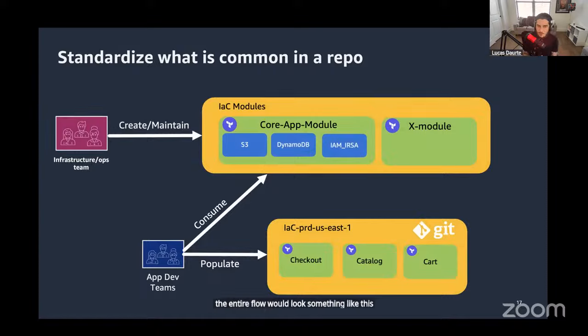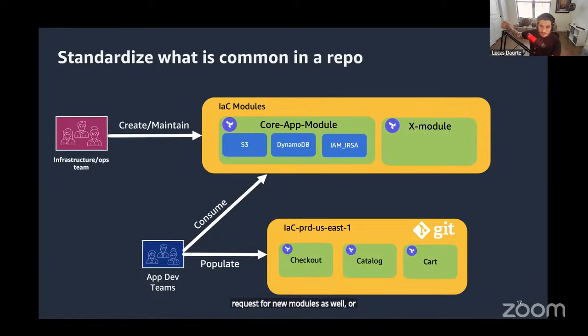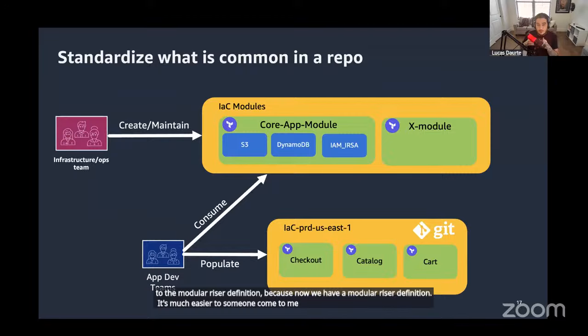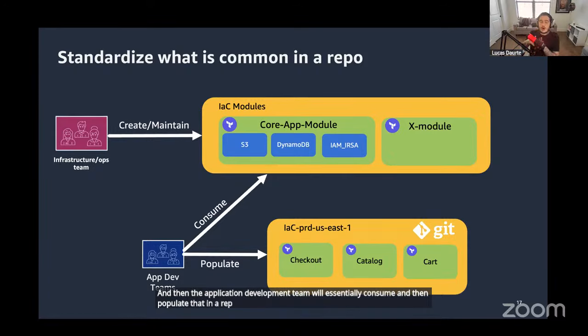The infrastructure and operations team will create and maintain those modules, and of course they can receive requests for new modules as well, or unblock the development team to contribute to the modularized definition, because now we have a modularized definition. It's much easier for someone to come to me and contribute back to my IaC modules catalog. And then the application development team will essentially consume and then populate that in a repository or whatever they are using to provision that infrastructure.